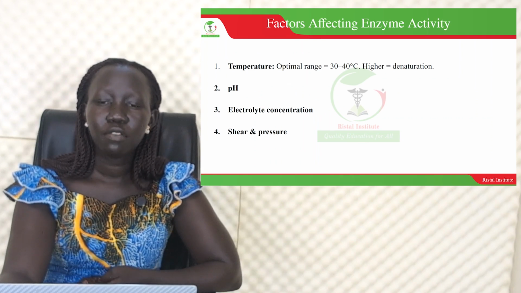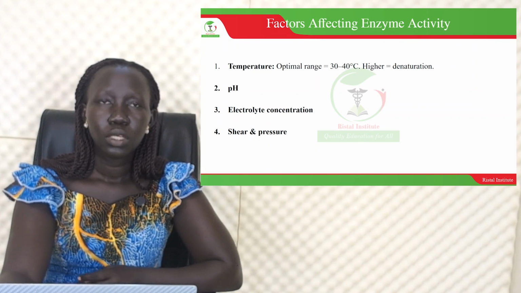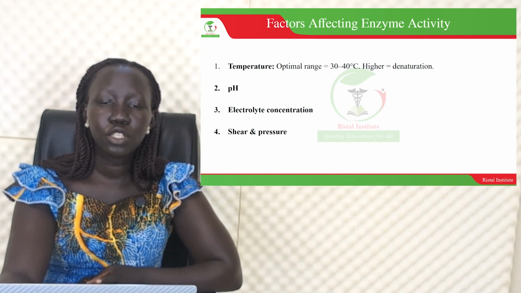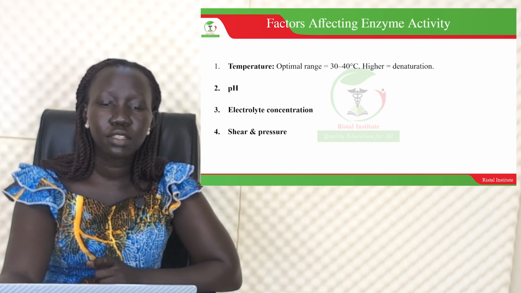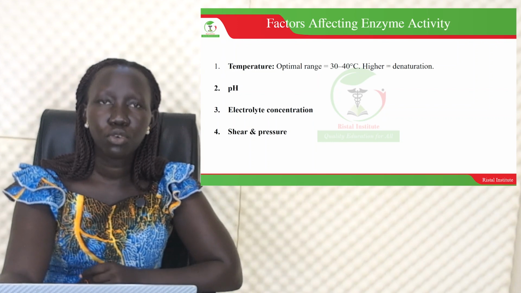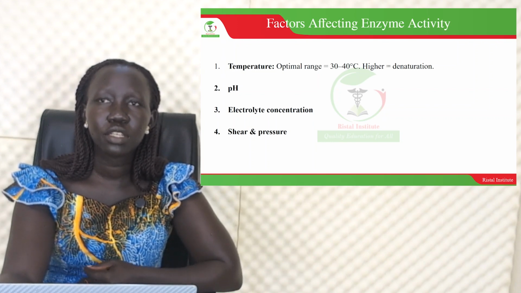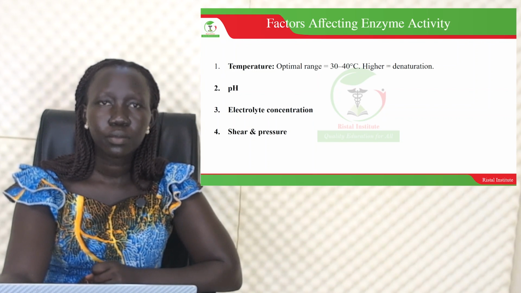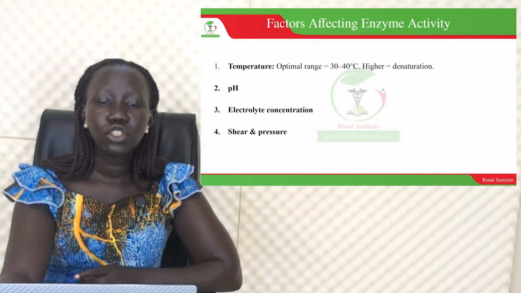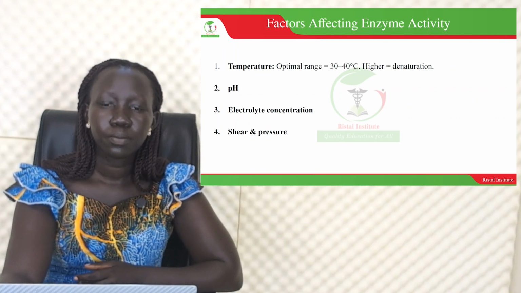What are the factors that may affect enzyme activity? One of the key factors is temperature. Enzymes operate at an optimum temperature range of about 30 to 40 degrees Celsius. A higher temperature leads to denaturation, because we know that enzymes are protein in nature, and higher temperatures lead to protein denaturation. pH also can determine the activity of enzymes, and then electrolyte concentration, and finally shear and pressure.